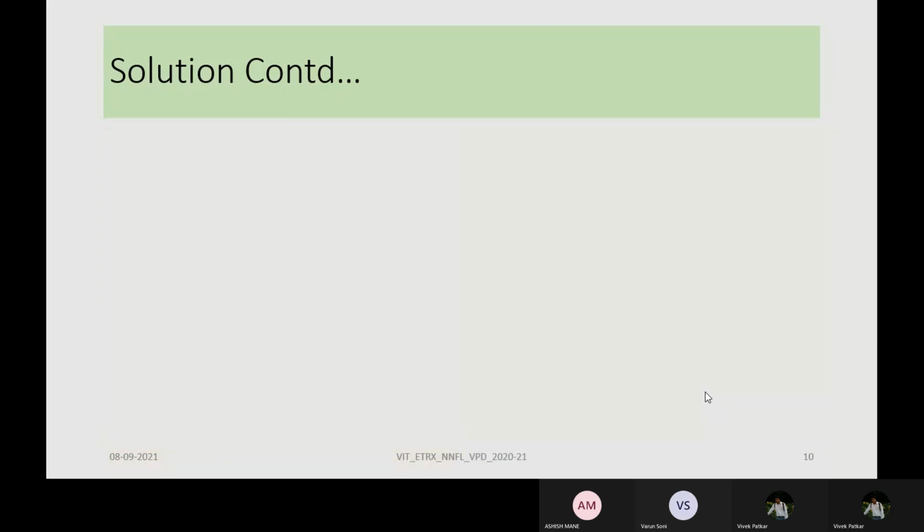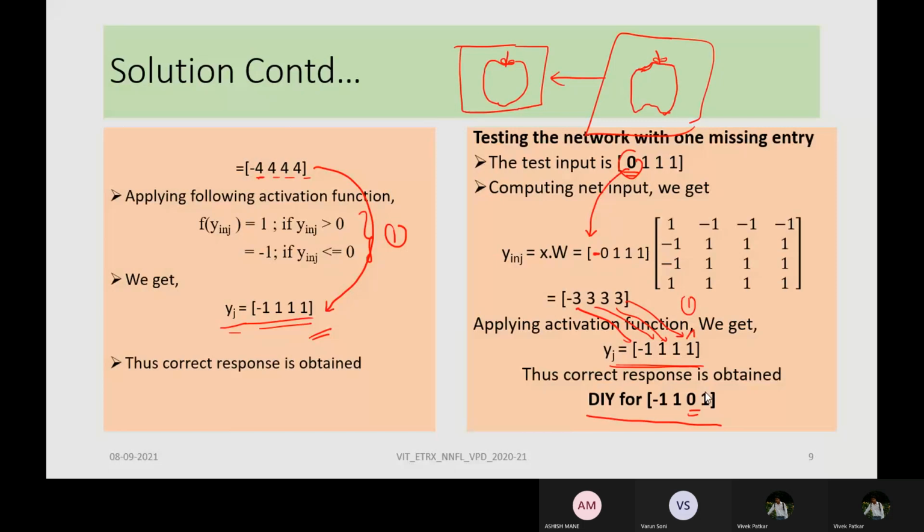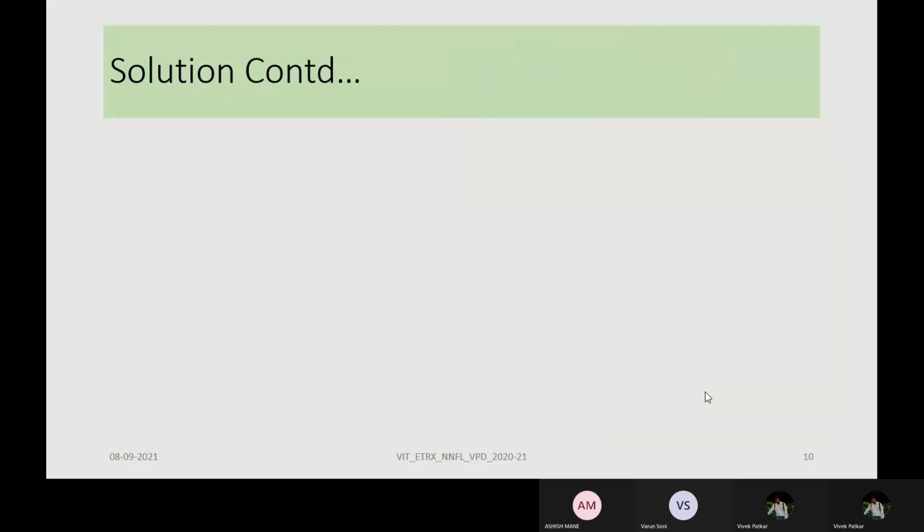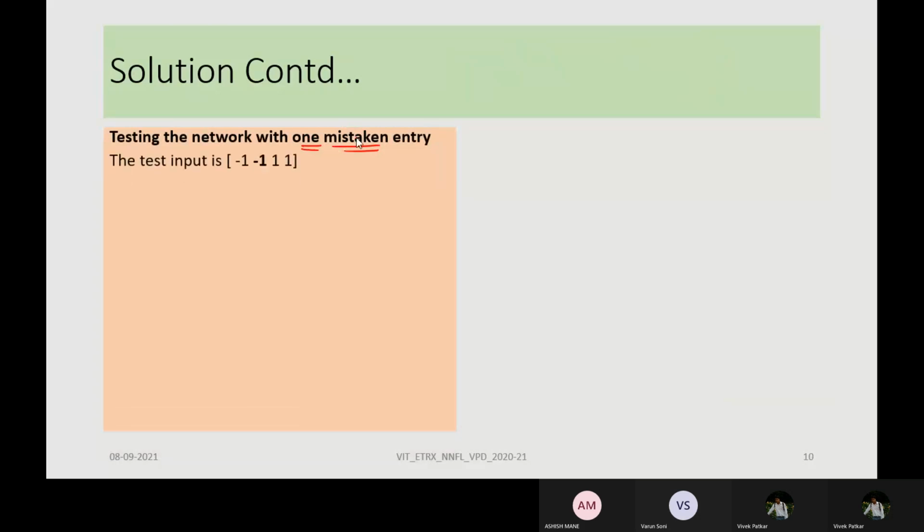Okay, and verify whether it is able to regenerate or not. We are moving to the next part of the question. Now we have to take the output for one mistaken entry. Mistaken मतलब data change होता है. Missing मतलब data है नहीं. Mistaken मतलब data changes. Here, so you see here, ये minus one actual vector was minus one one one one.